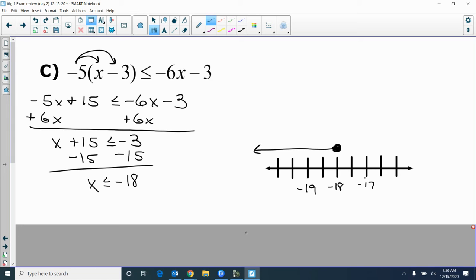And then you only shade once you have the x by itself, okay, that tells you the direction to shade. Do not, if you end up with an answer like 6 is greater than x, make sure you flip that around and make it x is less than 6, okay? Don't want to leave a number in the front of an inequality, ever.